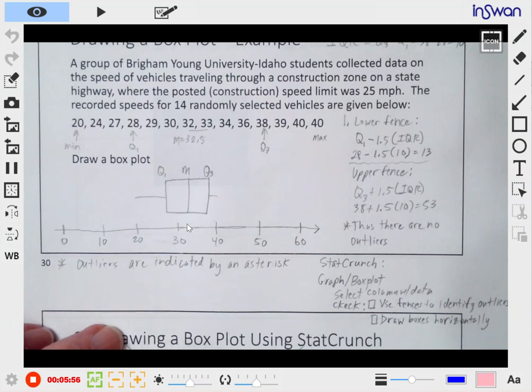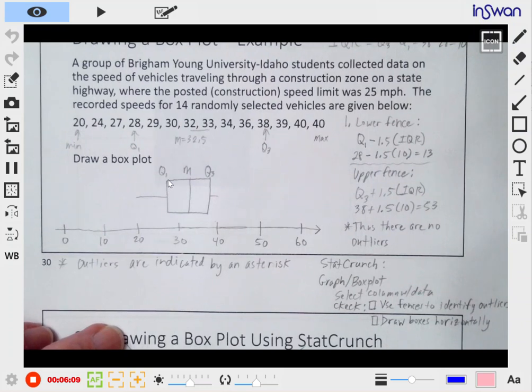So notice the directions said insert vertical lines at Q1, the median, and Q3. Q1 was 28, which is about here, and I drew a vertical line right here for Q1. I did the same thing for the median, which was 32.5. So that's about 35. I went halfway there. And so that's your median. And then I drew this line here. That was at about 38, which is Q3. And then I just drew the box in, the lower and the upper line here.